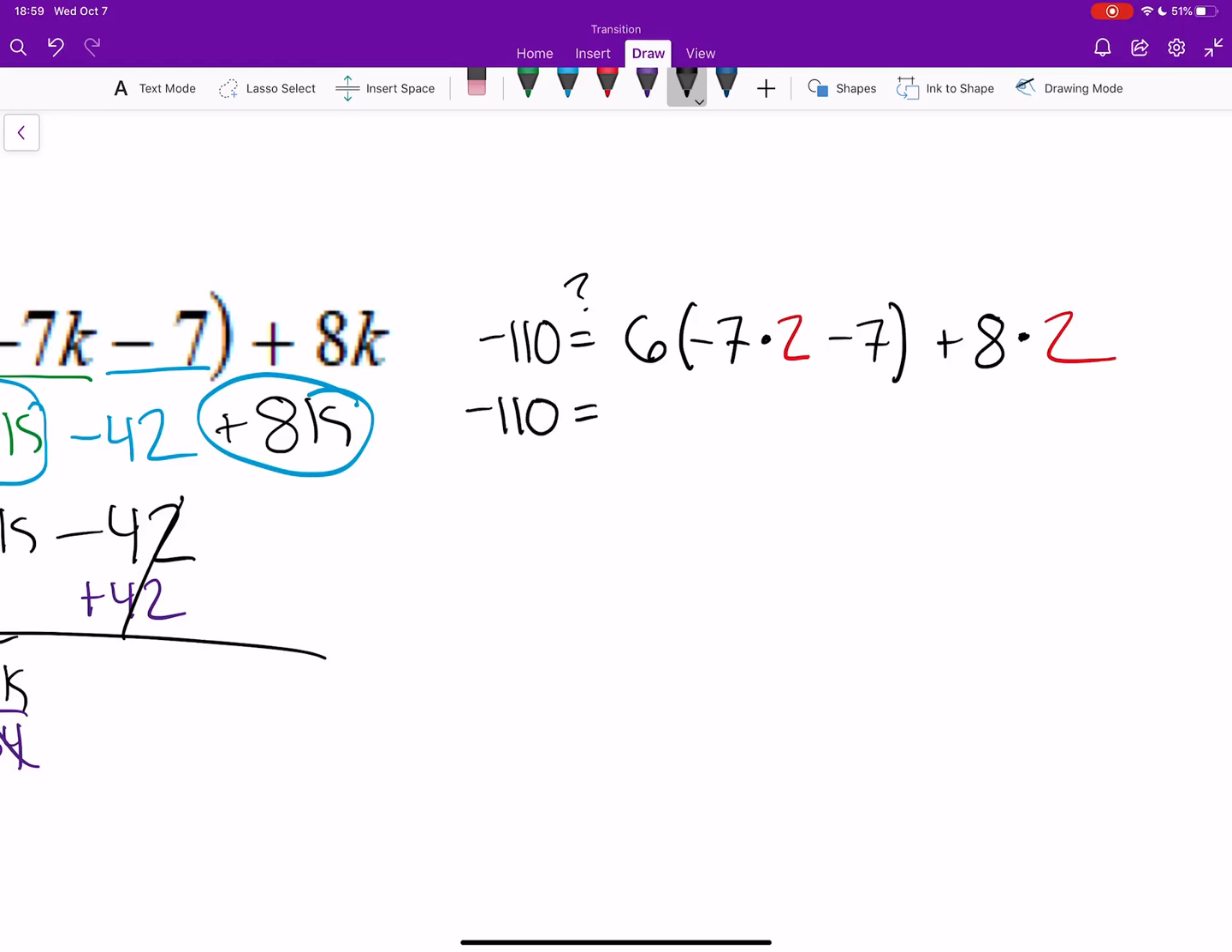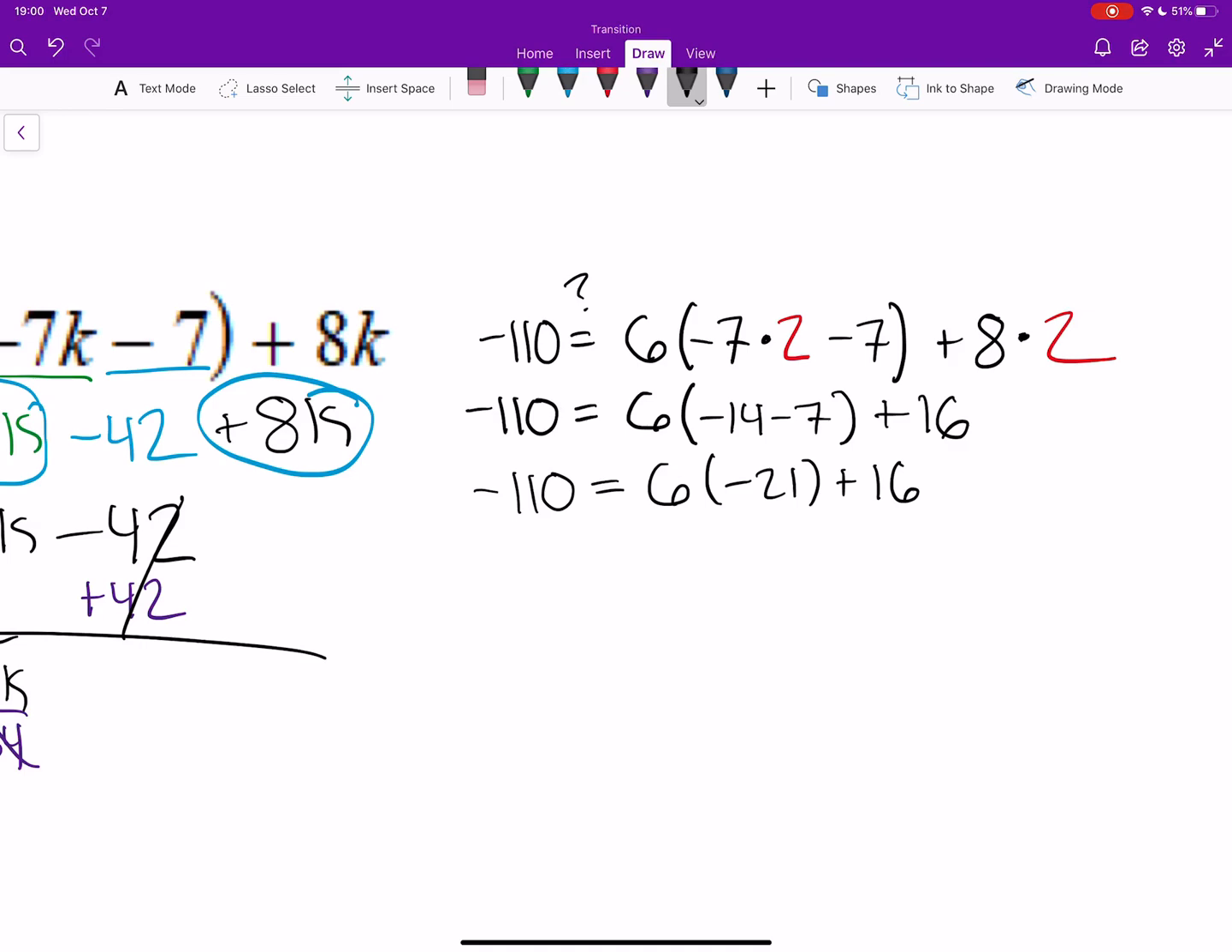Easy peasy, bring the negative 110 down. Let's work on some order of operations. Do what's in the parentheses first. So negative 7 times 2 is negative 14 minus 7 plus 8 times 2 is 16. I didn't technically do everything in the parentheses first, but that's okay. That's not going to ruin our order of operations. Negative 14 minus 7 is negative 21 plus 16. Now next I need to do my multiplying before I do my addition or subtraction. Okay, so I'm going to do 6 times negative 21, and that gets me negative 126 plus 16.